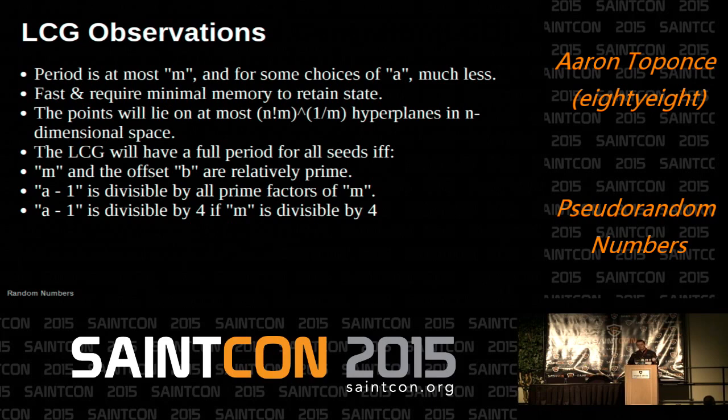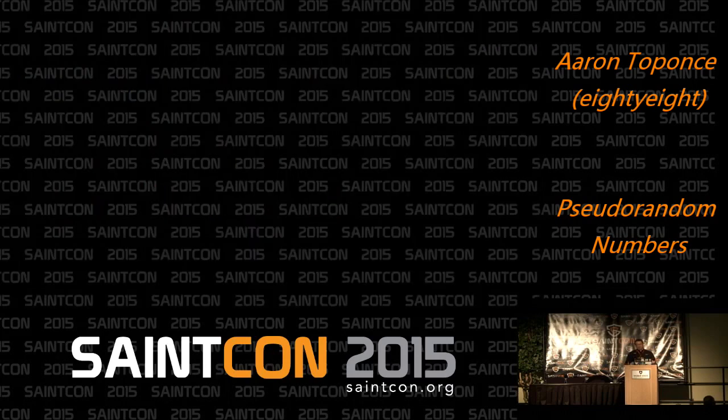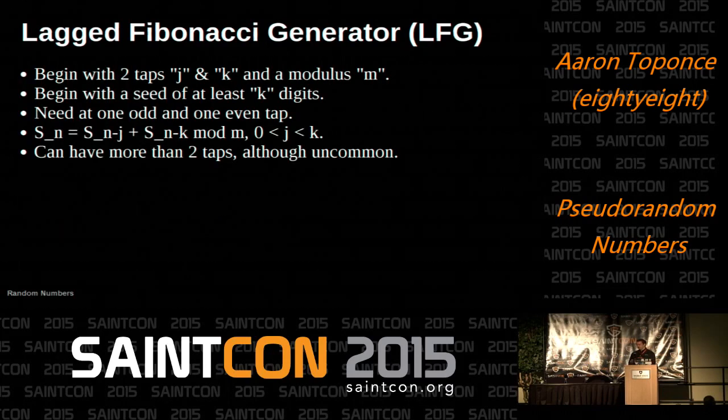In this case, we're going to genericize those two elements. Instead of hard-coding the array to a two-element array, why don't we make a larger array? And let's choose the elements in the array that are going to be doing our summations. So we call these the taps. So J and K will be our two taps. And also we're going to do a modulus. We're going to put an upper bound on it to keep it inside of a confined space.